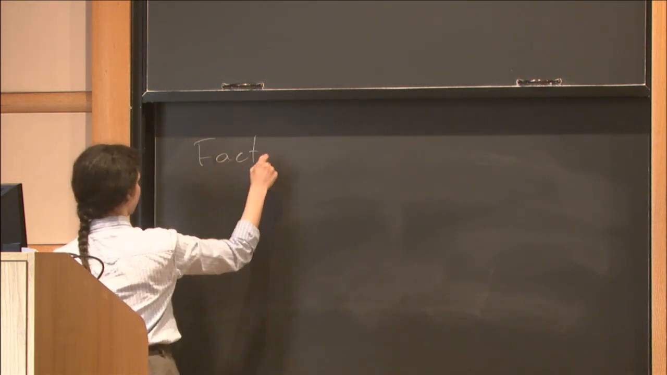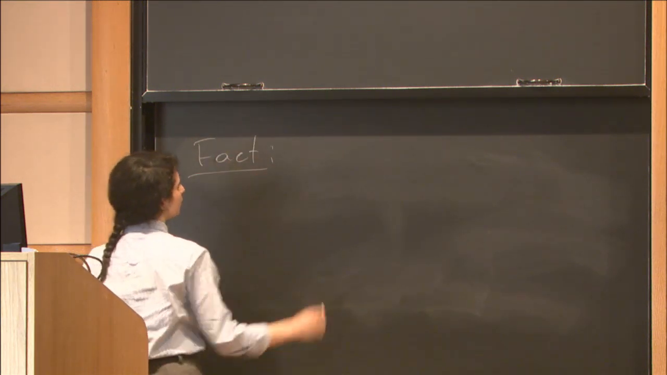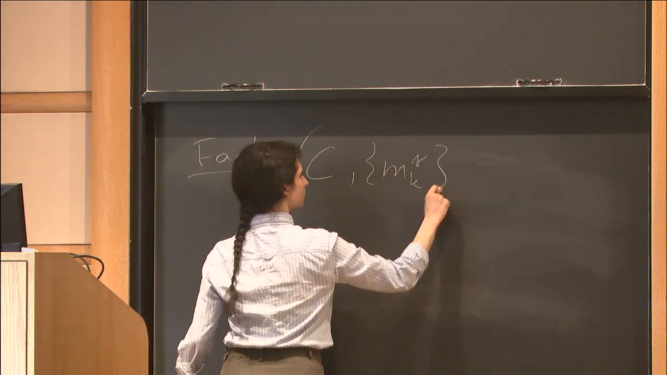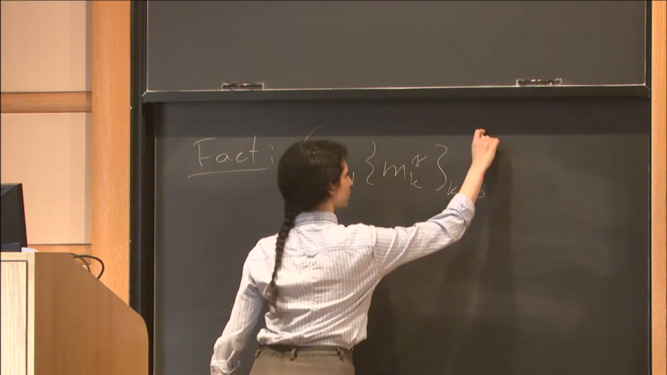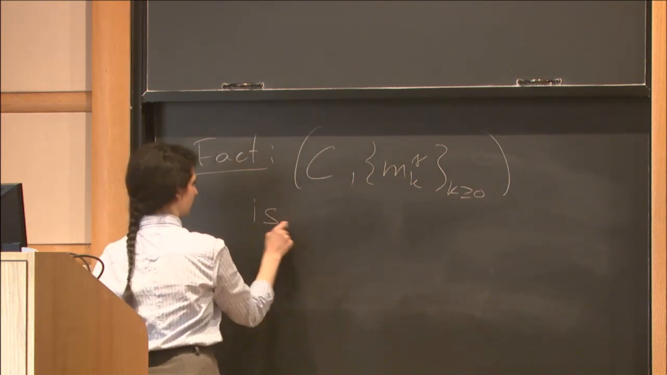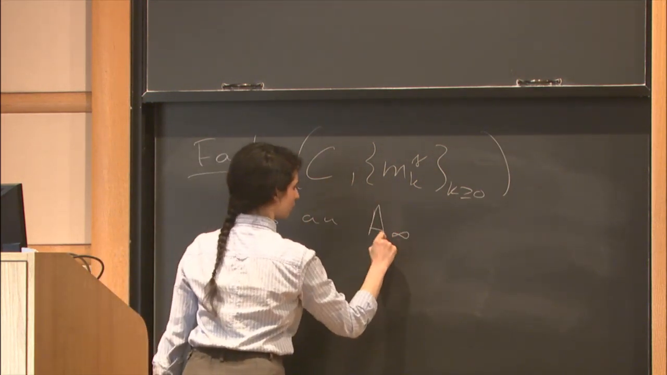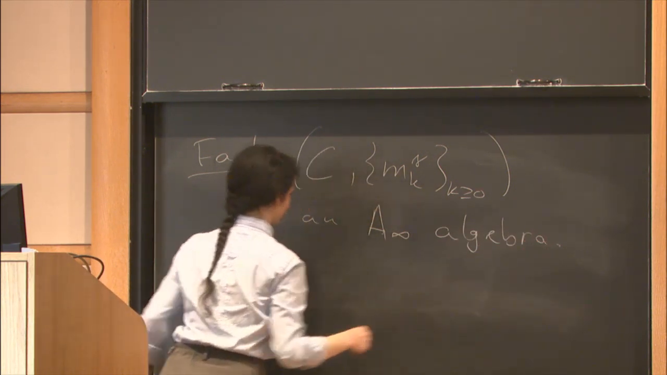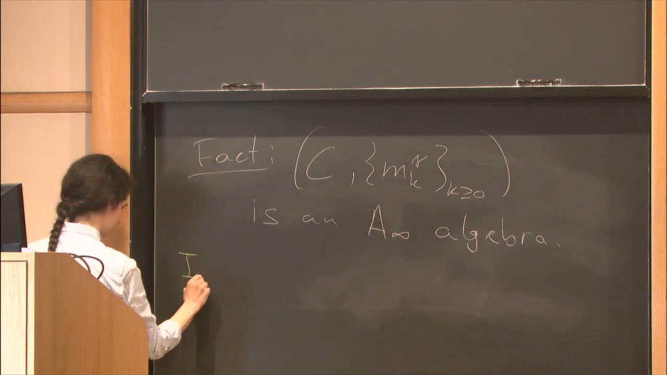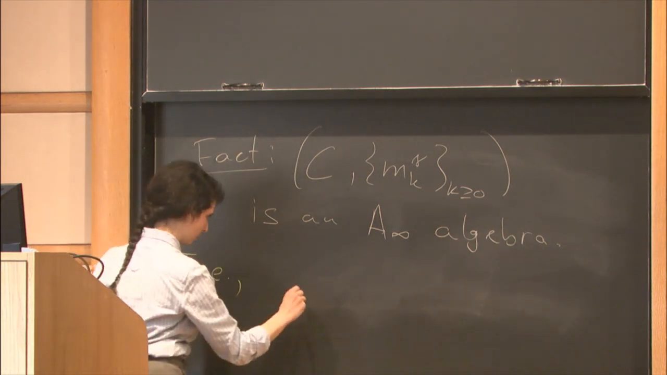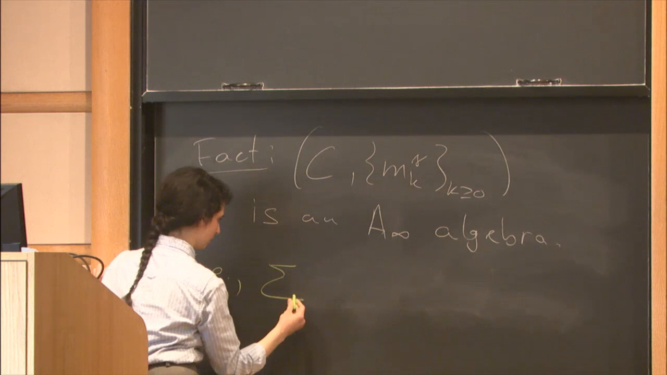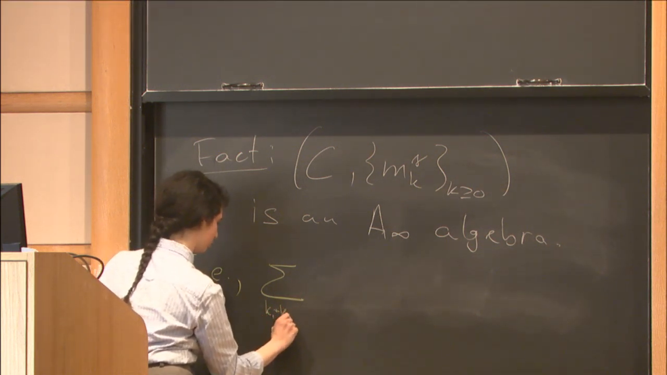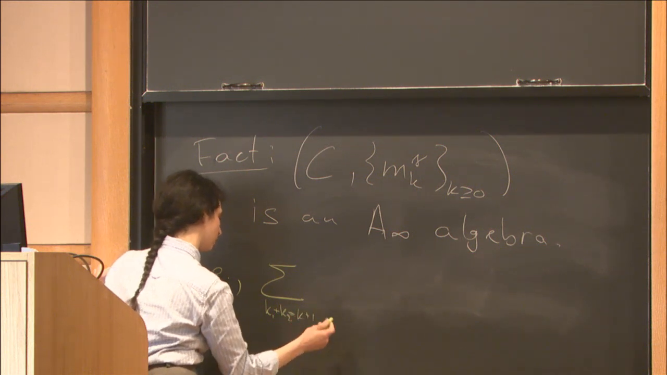Let's call it a fact or a theorem or whatever. C with m_k gamma, k at least 0, is an A infinity algebra. So in other words, it satisfies the A infinity relations if we fix a k and take all splittings of k1 plus k2 equals k plus 1.